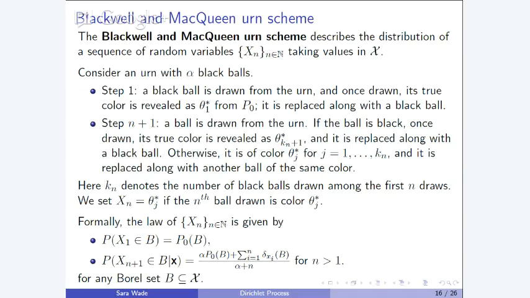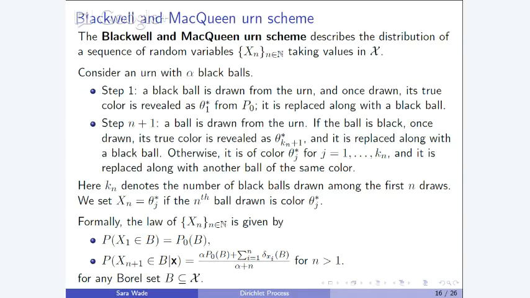Now at the next step, I still have five black balls, but now I have one stripe ball. So I can draw another ball from the urn. Let's say this time that I draw the striped ball. I put it back in with another striped ball. And I set x2 equal to theta 1 star, which is the color. It's equal to stripes in this case.